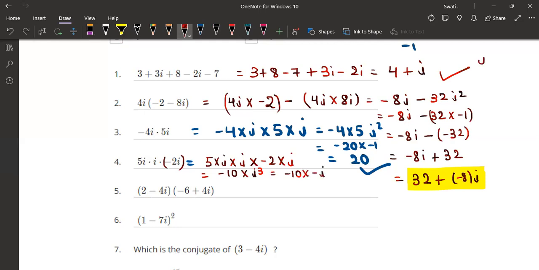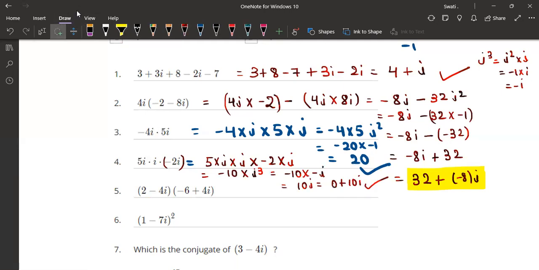How? Again, i cube we can write as i square into i raised to 1, and i square is minus 1. Minus 1 into i is minus i. All right, minus minus is plus, so 10i. If you want, you can write this in the standard form, 0 plus 10i. That's the answer. Let's move to the next question.